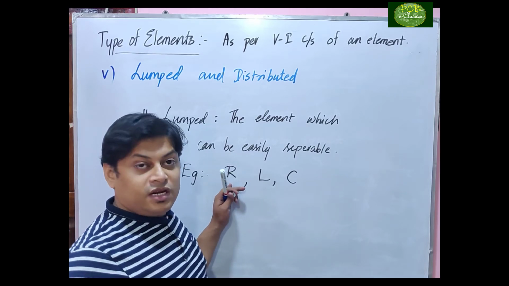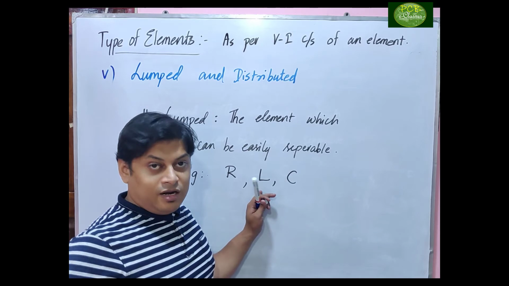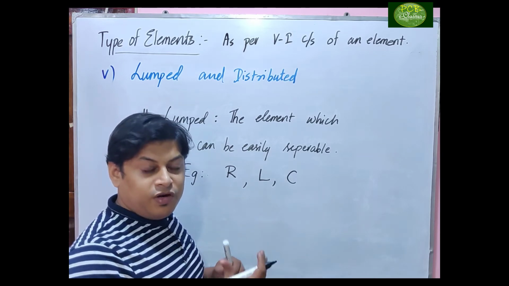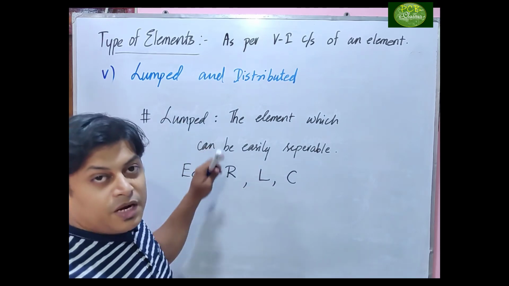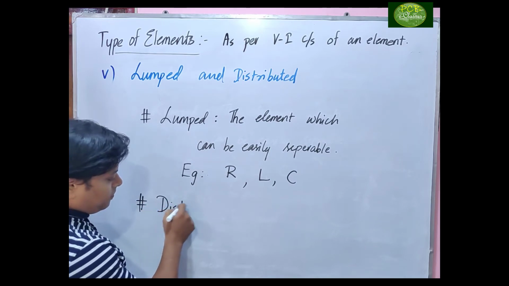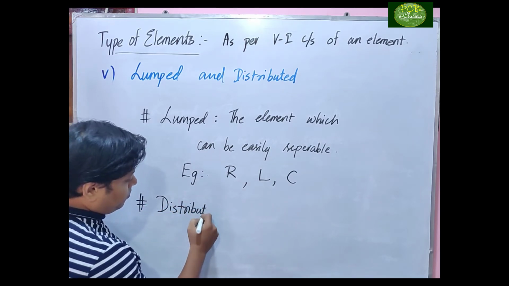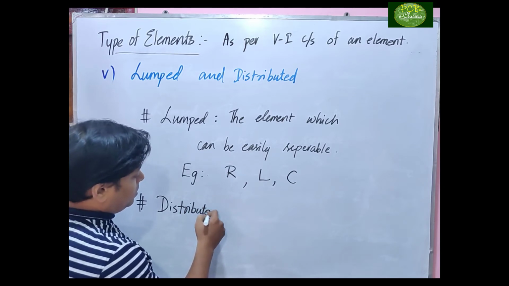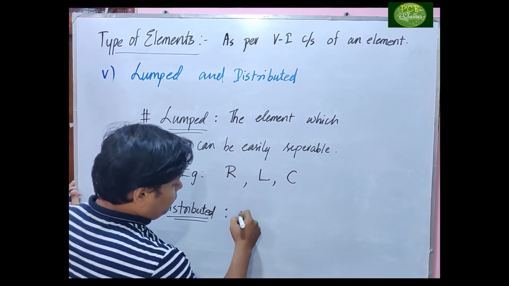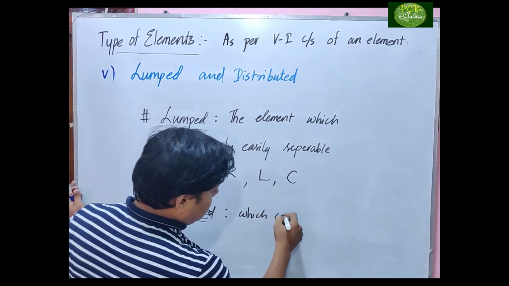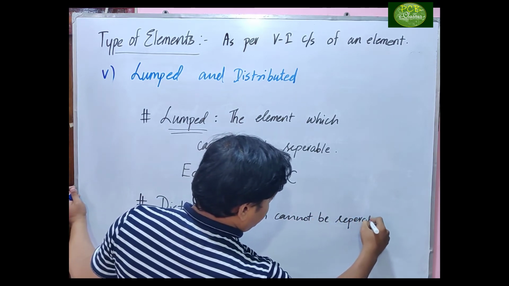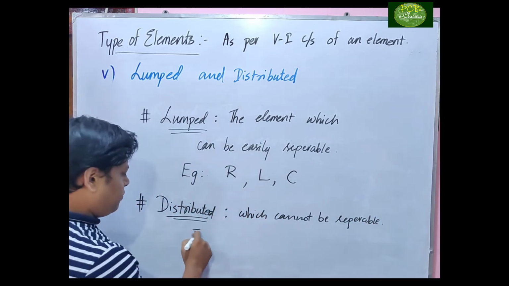What is the value of the resistance? What is the value of the inductance? What is the value of the capacitance? That we can know and easily remove it from a circuit. That is why it is said to be a lumped parameter. But another is said to be distributed parameters. Means what? Which cannot be separable.